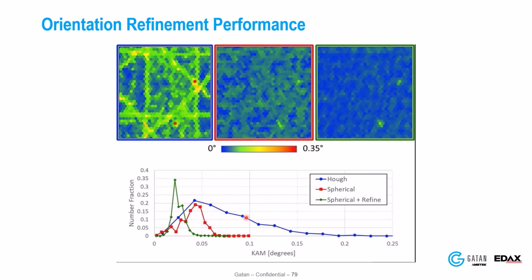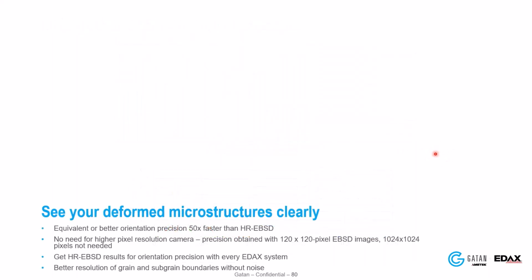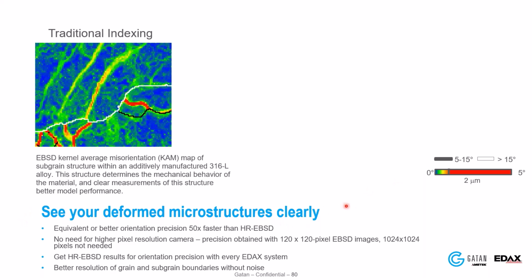So the Hough, I'd say our average for something like this would be somewhere around 0.1 degree, maybe a little bit less. But you can see with spherical indexing, we get a tighter and smaller distribution, and with refinement, this comes down quite a bit. So for analyzing deformed materials, this orientation refinement is a pretty useful tool, and allows us to see our deformed microstructures more clearly. This is an example here, looking at a couple of grains in an additively manufactured stainless steel sample.